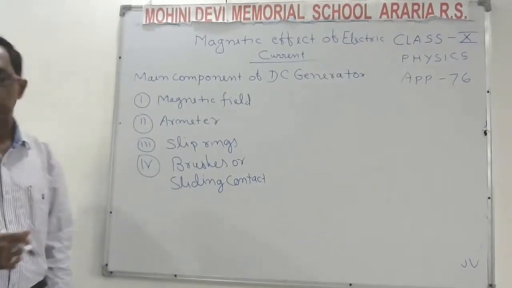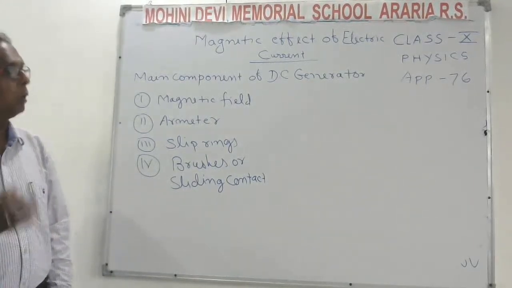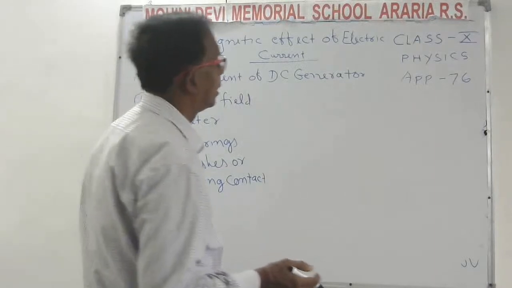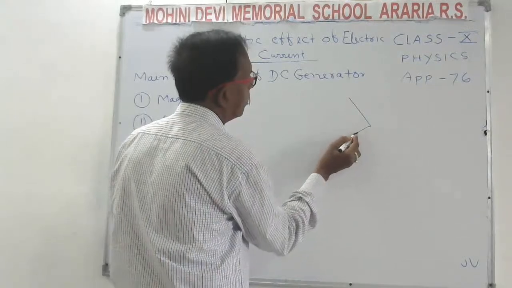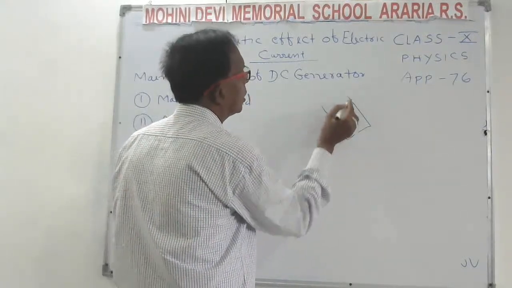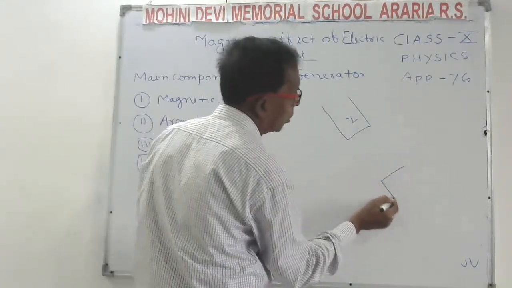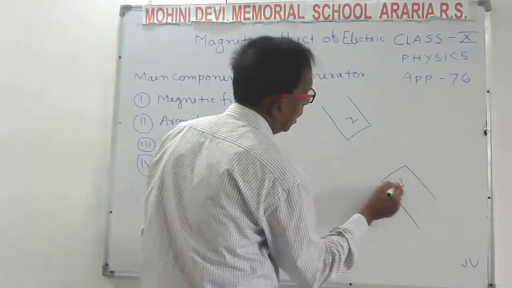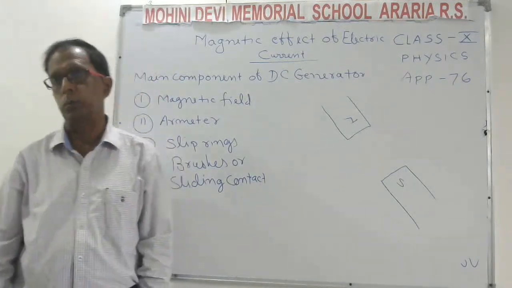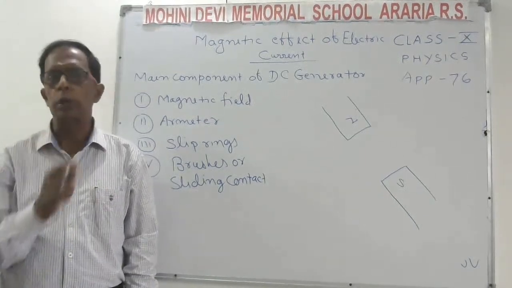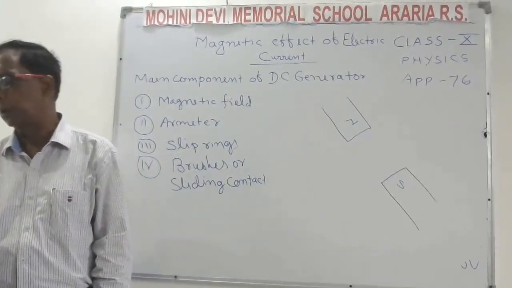At first, what is magnetic field? In a generator, a permanent magnet is present to produce magnetic field lines. This is the north pole and this is the south pole of the magnet. The magnetic field lines are parallel to each other between the north pole and south pole.